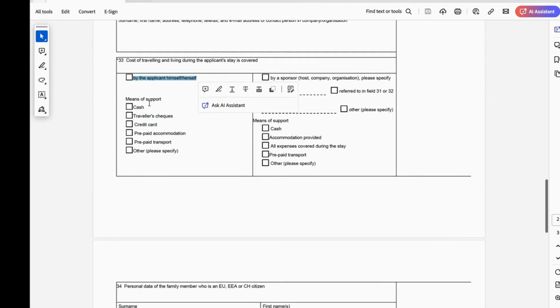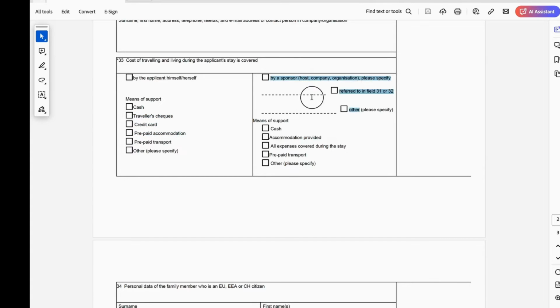And what's the means of support? I had chosen cash, credit card, prepaid accommodation, prepaid transport, and for all of these I would give the proof. As in cash, I would show the bank statement. Then credit card, if I have a credit card that has a balance which I'm going to use for my traveling, I would also show the credit card's bank statement. Then the accommodations that I have paid for, as well as the transport, which includes a flight, I would give all of these receipts as proof.